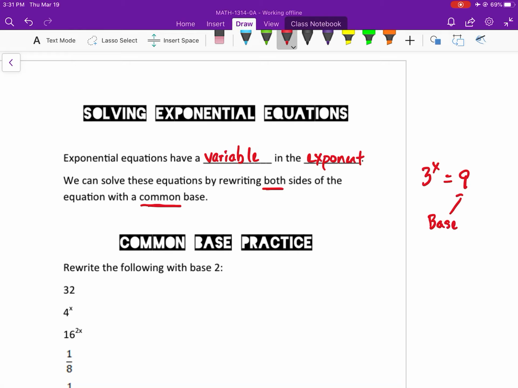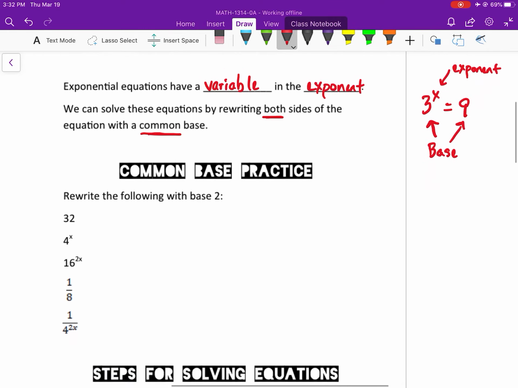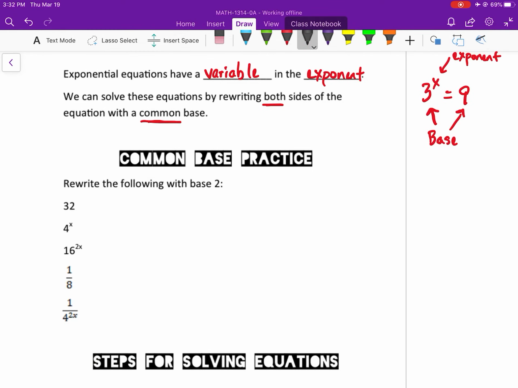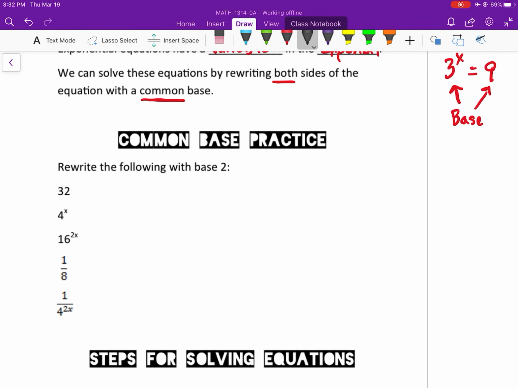My base happens to be here, and right now they are not common. Okay, so here in a minute we will make sure that they are common to be able to solve this. And that right there is my exponent. So x right now happens to be my exponent. Okay, so before we get to this as far as finding a common base and solving for this, let's do a little bit of practice here, converting all these to base 2.